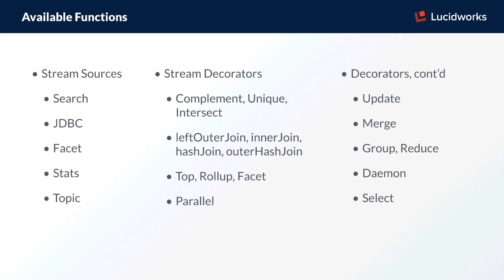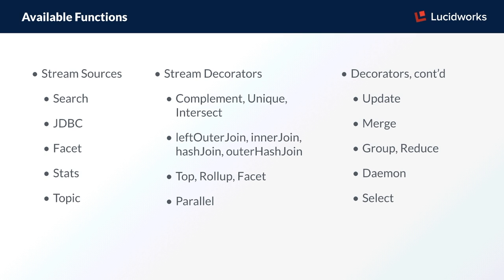Okay, so I mentioned there were several available functions. The stream sources, again, originate streams while the stream decorators operate on the stream. So kind of two sides of the coin there. There are many of these. Some of these, not all of them, but some of them are available in Solr 5. This broader list is only available in Solr 6.